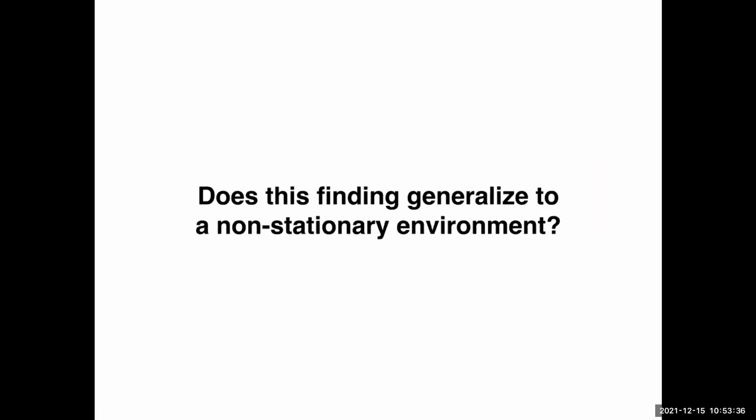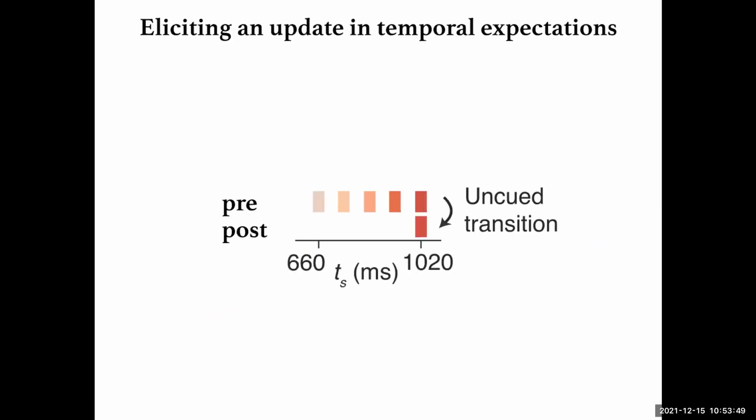Okay, so moving on to the last part of my talk, now I want to ask the more difficult question of whether this finding generalizes to a non-stationary environment, which is when the animal has to update its expectations on the fly. So to test this, we did a third experiment where we first exposed the animal to a pre-distribution, here shown above, with 5 different intervals. And then at some point in the session, we didn't warn the animal, but we collapsed this distribution to a single interval, which was in this case equal to the longest interval.